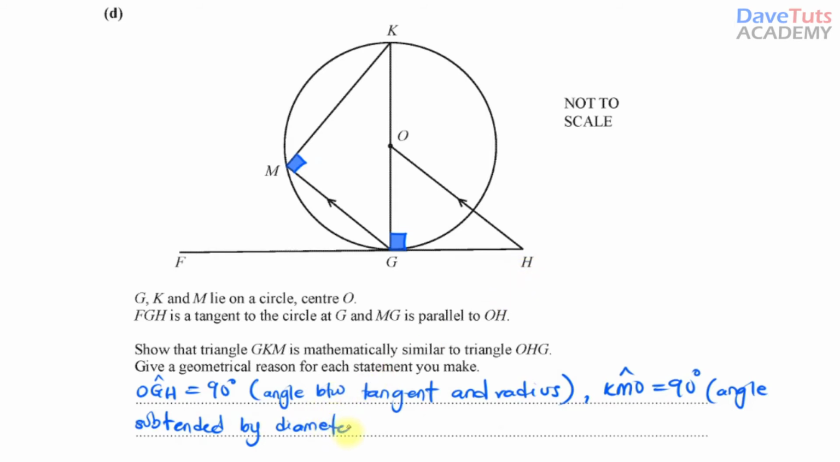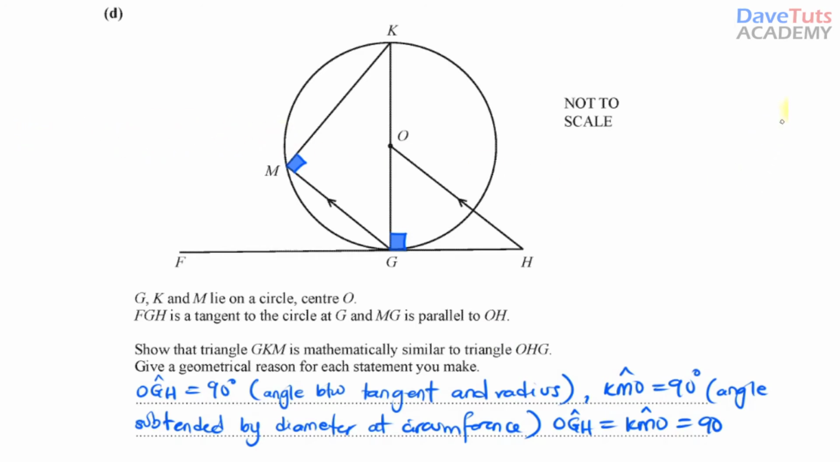By diameter at the circumference of the circle. Okay, once we have that, we are saying that both of them are equal. So I can say angle OGH is equal to angle KMO, and of course both of them have 90 degrees as their value. Is that all? That is not all.